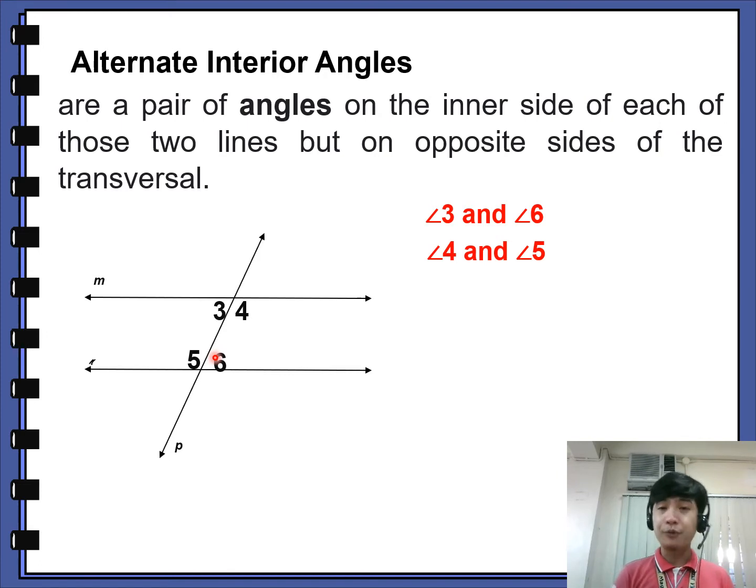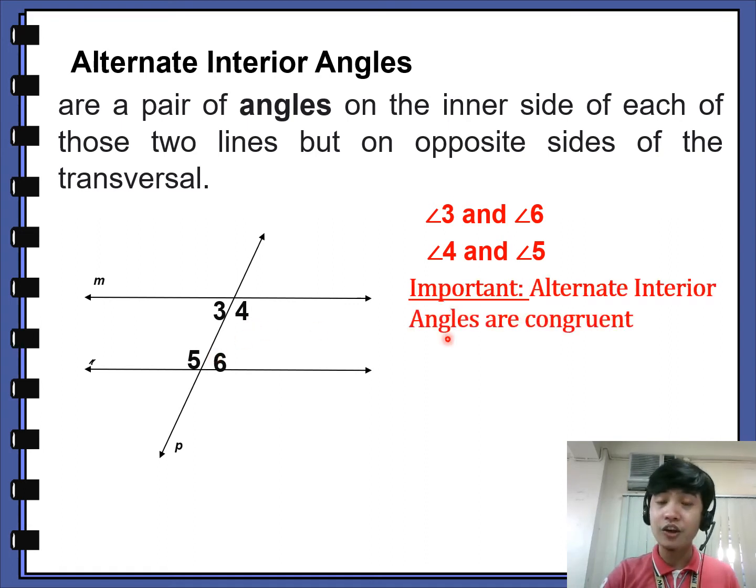Now, meron tayong isang property na kailangan natin tandaan, because in solving problems involving angles formed by parallel lines cut by a transversal, gagamitin natin siya. Take note that alternate interior angles are congruent. Okay? So, ibig sabihin, ang alternate interior angles ay equal sila in nature, equal in measurement. So, as a result of this property or concept, we can say that angle 3 is congruent to angle 6. We can also say that angle 4 is congruent to angle 5.